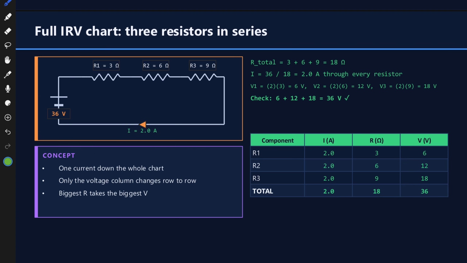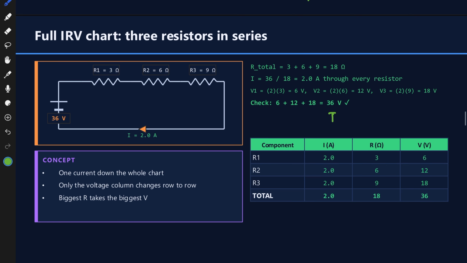Right, so let's look at a full IRV chart with 3 resistors in series. We have one current down the whole chart, which makes sense, and we have the voltage column changing row to row. The biggest R takes the biggest V. Because if you think about it, I is equal to V over R. I has to stay the same. So if R increases, V must increase proportionally to make up for that. Okay, so let's take a look at how that would work.